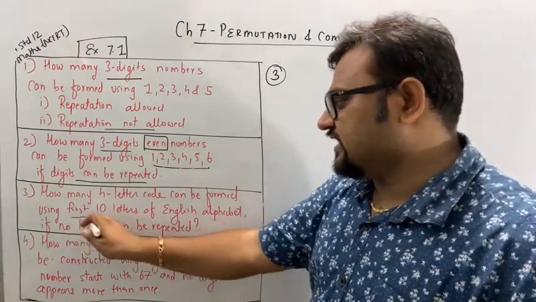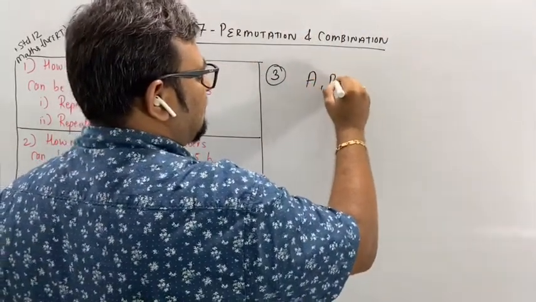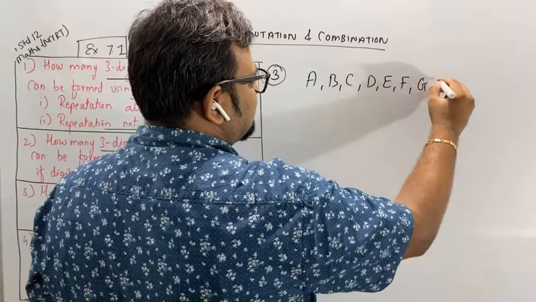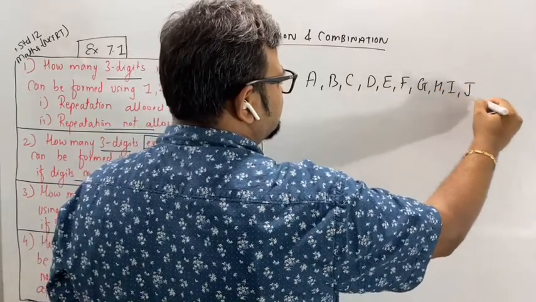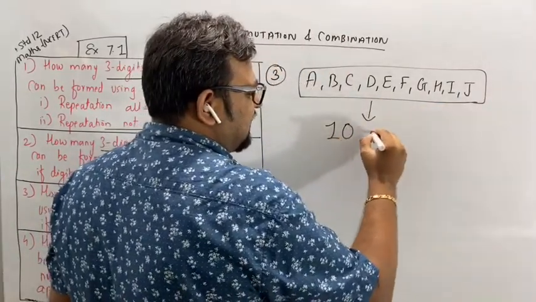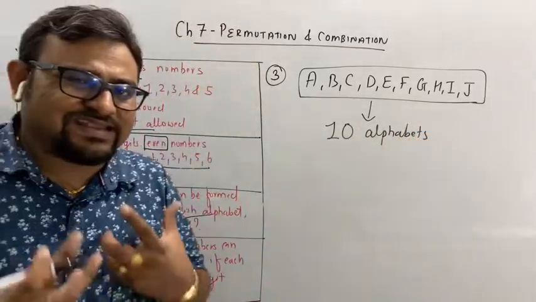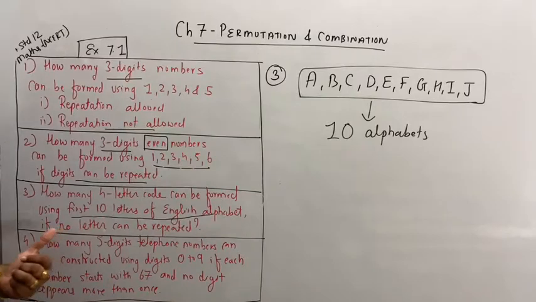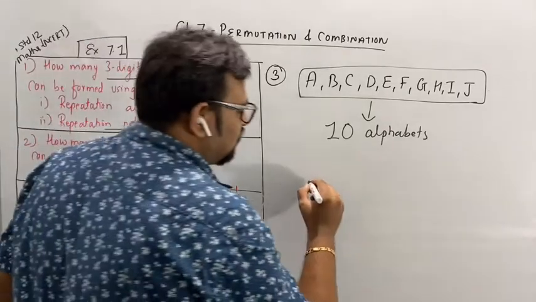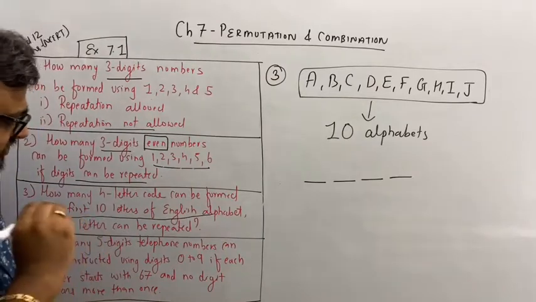Now, the first 10 letters of the English alphabet means A, B, C, D, E, F, G, H, I, J. So how many alphabets? 10 alphabets. I am given 10 alphabets. And what do I have to form? A four-letter code. Okay, so one, two, three, four. Four-letter code.